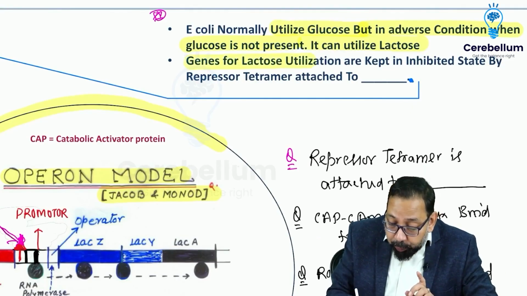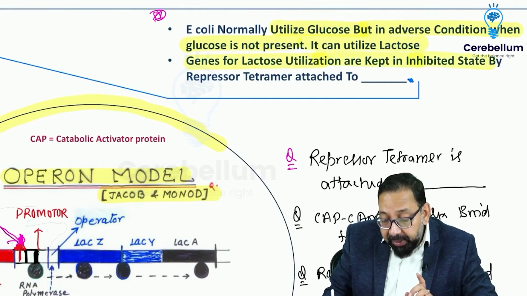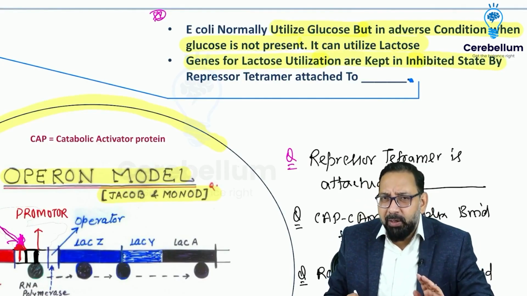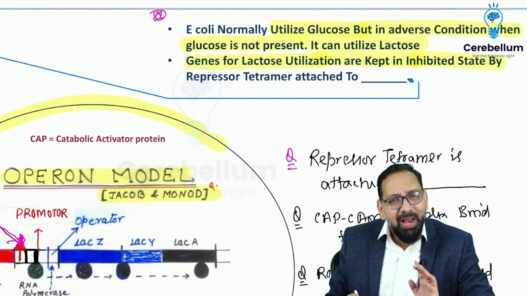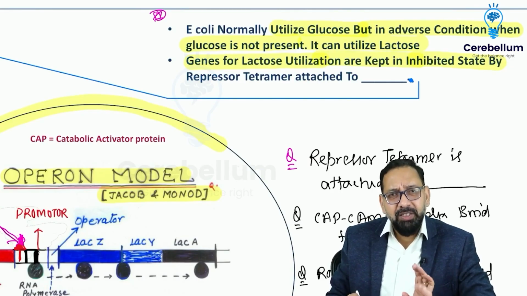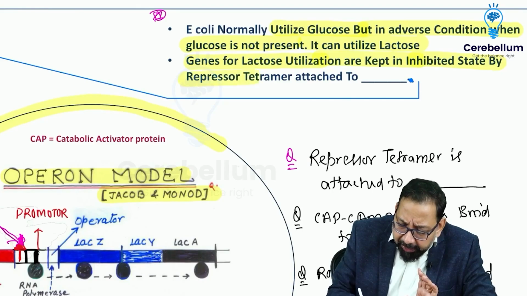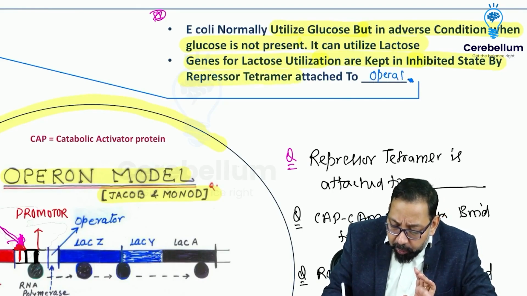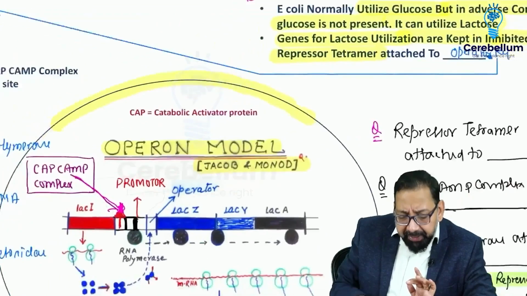Genes for lactose utilization are kept in an inhibited state. When glucose is there, there is no requirement of lactose utilization. So at that time, genes for lactose utilization are kept in an inhibited state by the repressor tetramer. The repressor tetramer is attached to the operator region. What is the repressor tetramer?